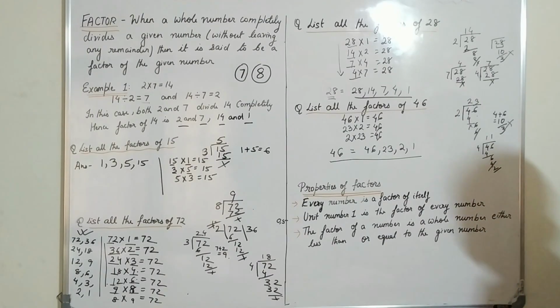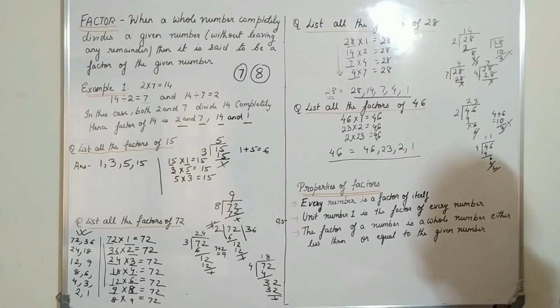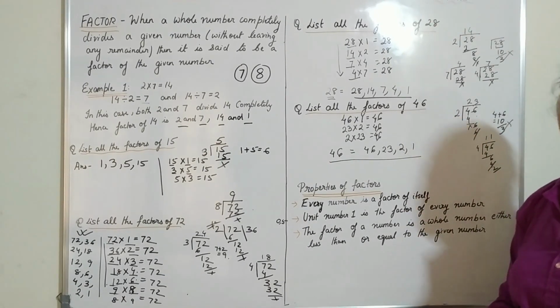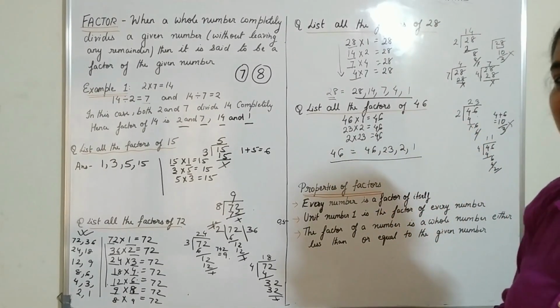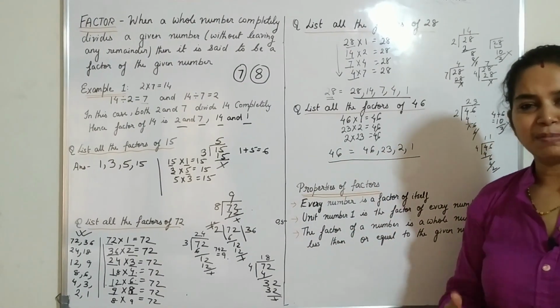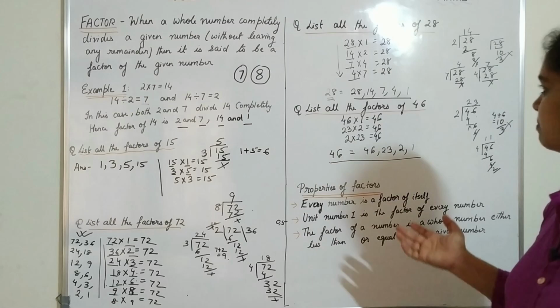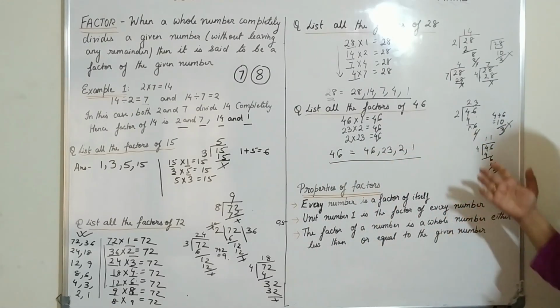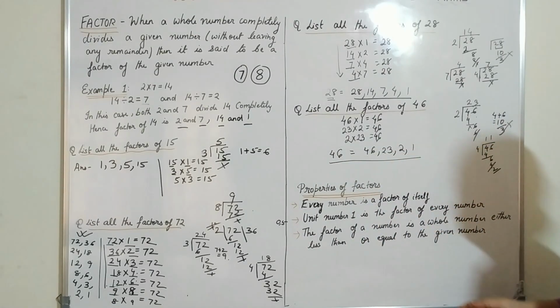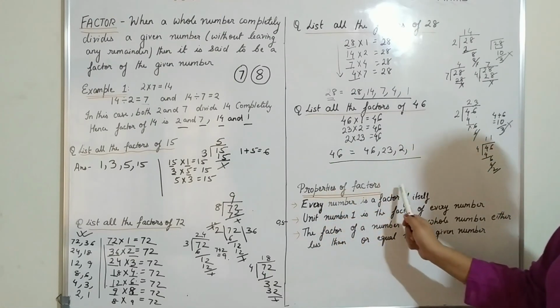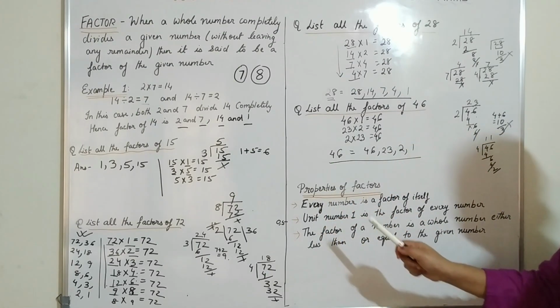So in this way you can find the factor of any number, but you should remember the table itself firstly. In first place you have to remember the table. So you can see by this criteria you are able to find the factors of any number. You should keep in mind the properties of factors. What are the properties of factors?